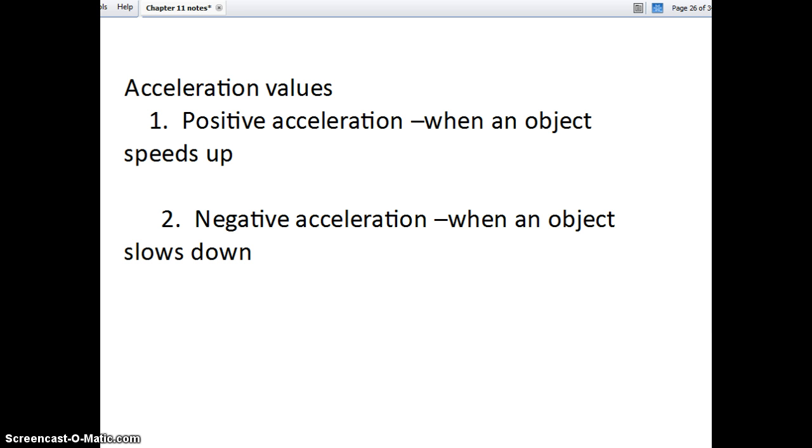Acceleration values: you can either have a positive or negative acceleration. When an object speeds up, it is positive acceleration, and negative acceleration is when an object slows down.